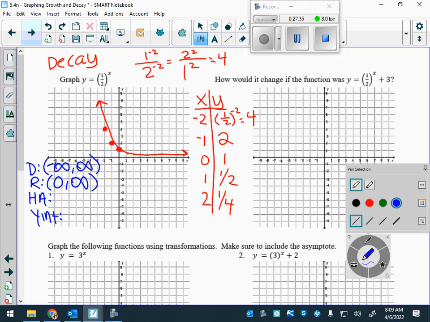What is our horizontal asymptote? Rob? Yep, y equals 0. What is our y-intercept? Good, 0, 1. So again, are those the same characteristics as what we just saw? It's just going in the opposite direction, okay? So now we're going to see, how is this graph going to change? Go ahead, Everett.